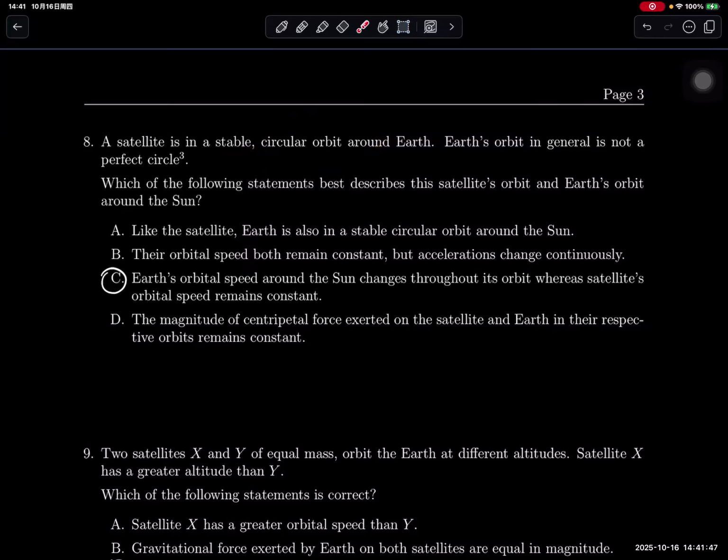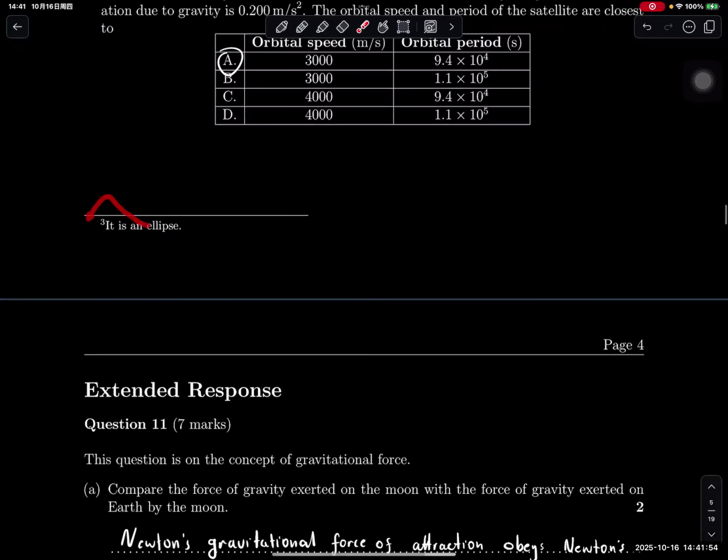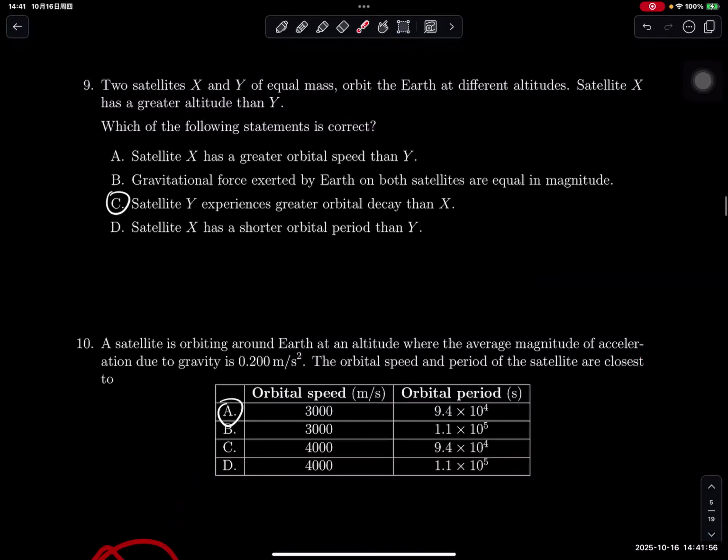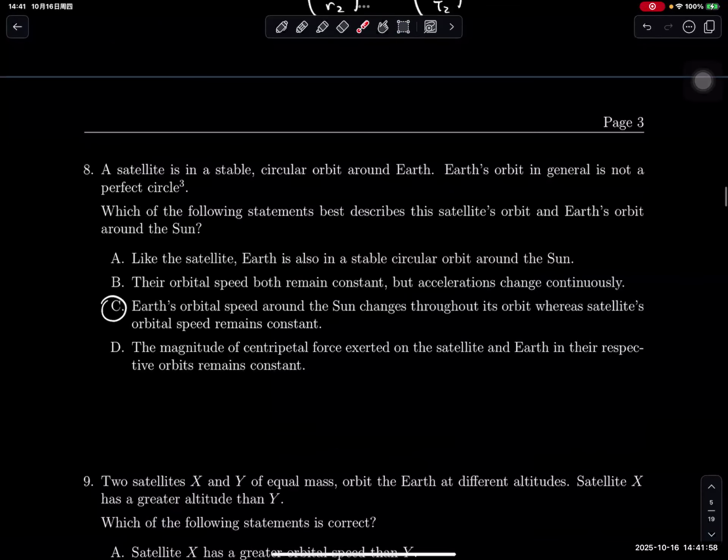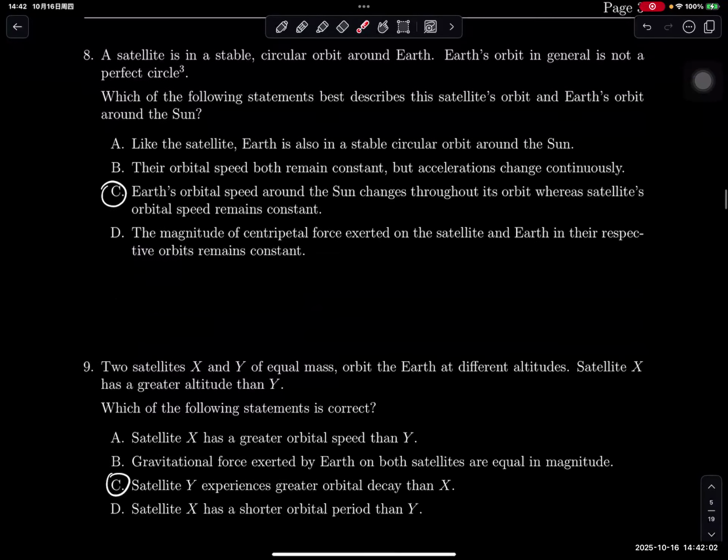This is because a stable circular orbit is a uniform circular motion, but it tells you that Earth's orbit is in general not a perfect circle. I put a footnote here: it is still an ellipse. We're going to talk about this in part 2. But yes, C is the right answer.